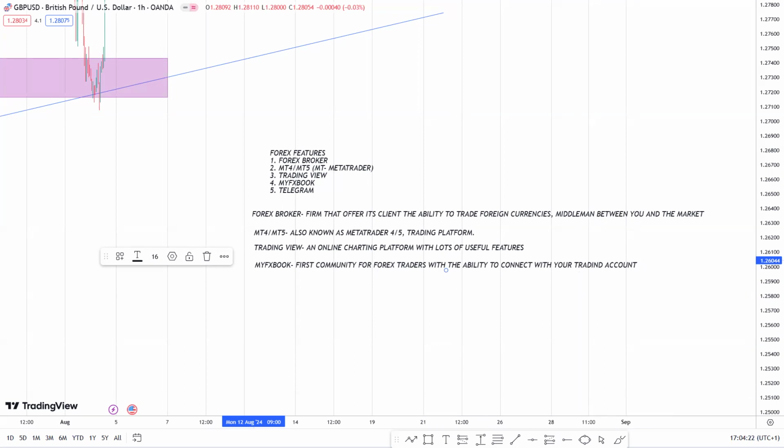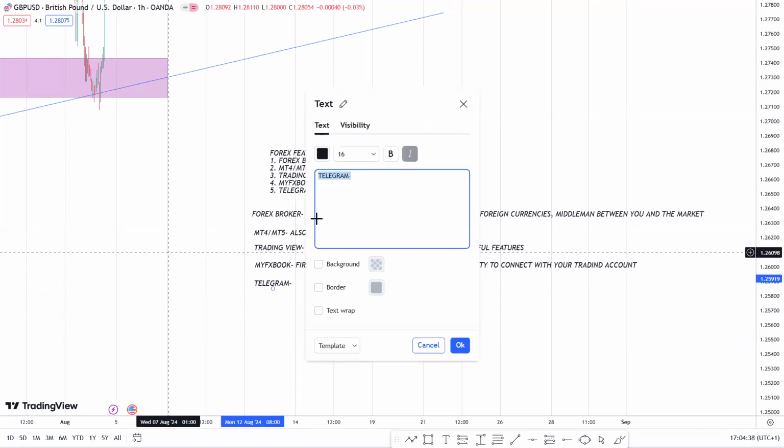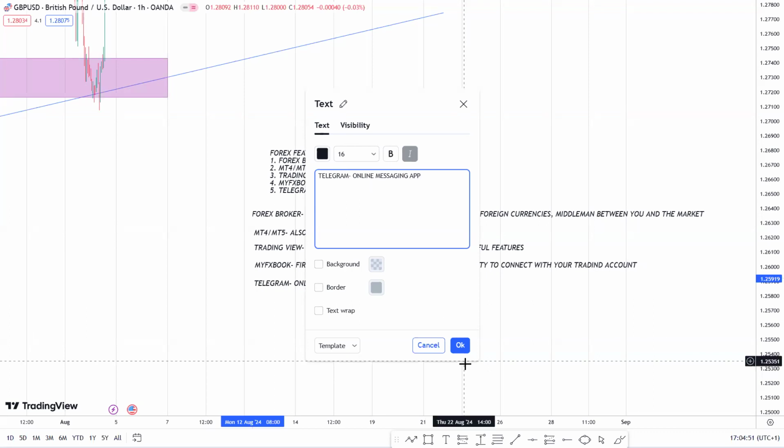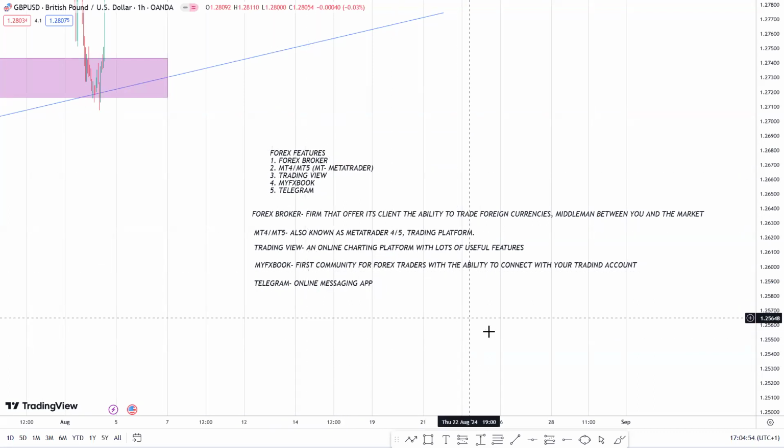Then we have the next one, Telegram. So we all know Telegram. Telegram is just a communication platform where you can communicate with traders. Most financial traders tend to use Telegram. Telegram is an online messaging app. That's all. So that's the forex features.